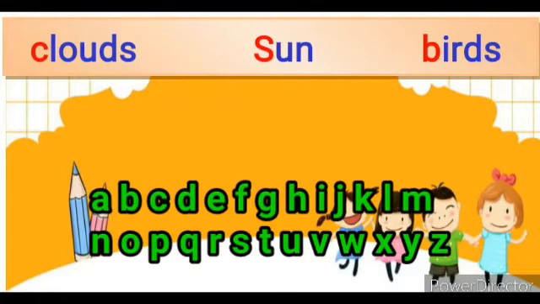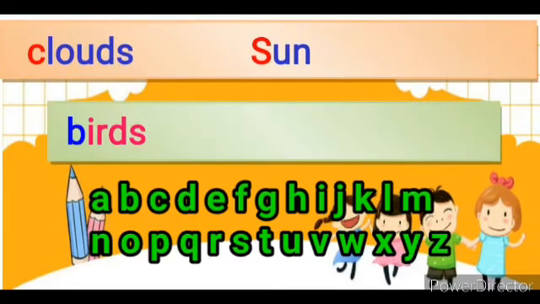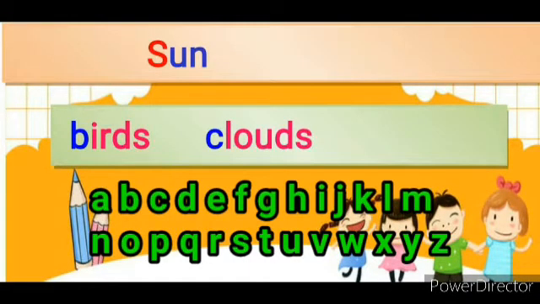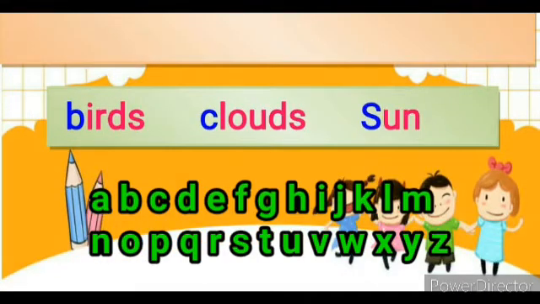Do we have the word starting with A? No. B? Yes, we have birds. So the first word in our list will be birds. Do we have the word starting with C? Yes, we have clouds. So the second word in our list will be clouds. And the remaining word will be last, sun.